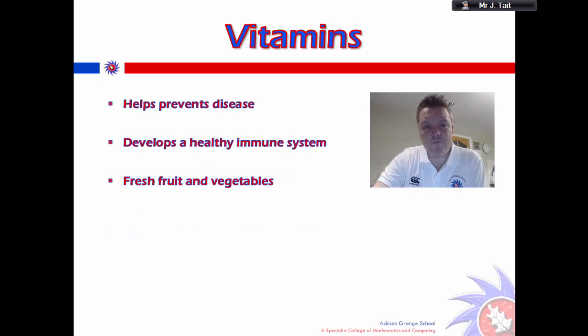Right, on to vitamins. This helps prevent disease, and because of that, it develops a healthy immune system, and that's really important. We get these from fresh fruit and vegetables, and as an athlete or a sportswoman, we can't really have our body affected by disease and by colds and those sorts of things, because it will reduce our performance. It's very important to try and prevent diseases and the common cold and things getting to us, so we can be on top of our game, rather than those things affecting our performances.